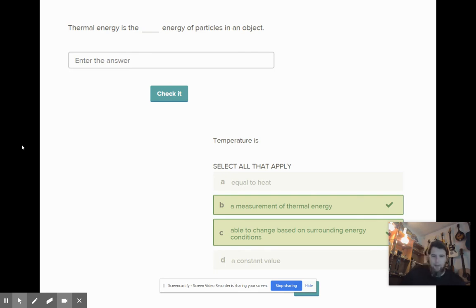And then the next one says temperature is able to change based on surrounding energy conditions. Oh yeah, absolutely, 100%. So you'd want to pick that one as well, because if energy is imparted, the temperature will raise up. If you take energy away, it will plummet. And then it says temperature is a constant value. No, if it was a constant value, no weather person would have a job, and it would just be chaos.